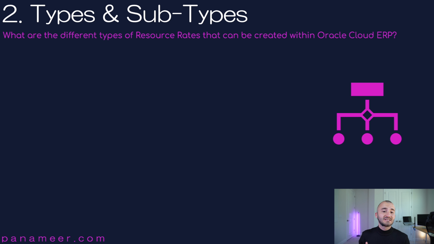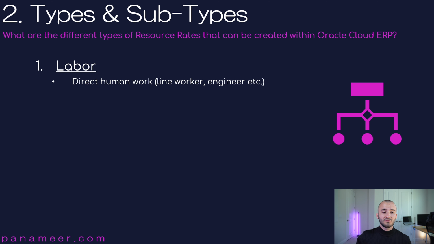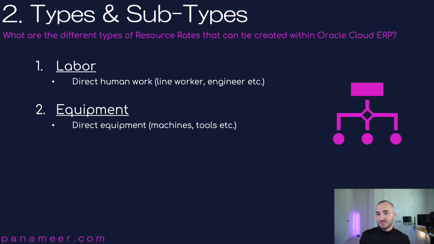Second, what are the different types of resource rates that can be created within Oracle Cloud ERP? Well, we have two different types. First, we have labor, so direct human work, line workers, engineers, etc. And second, we have equipment, direct equipment that is used in the production process. For example, machines, tools, etc.